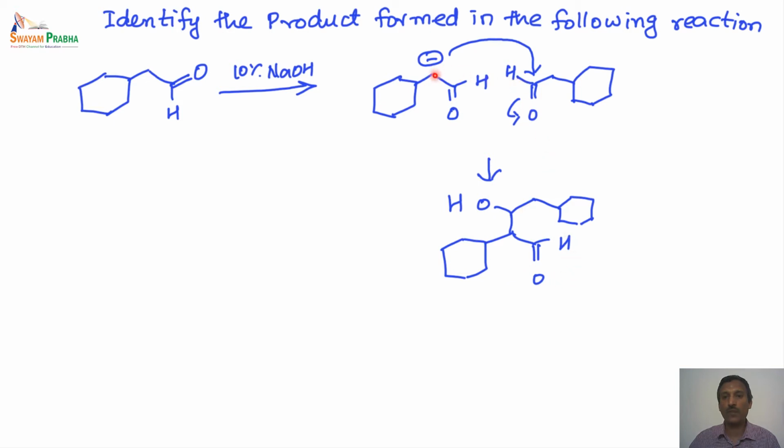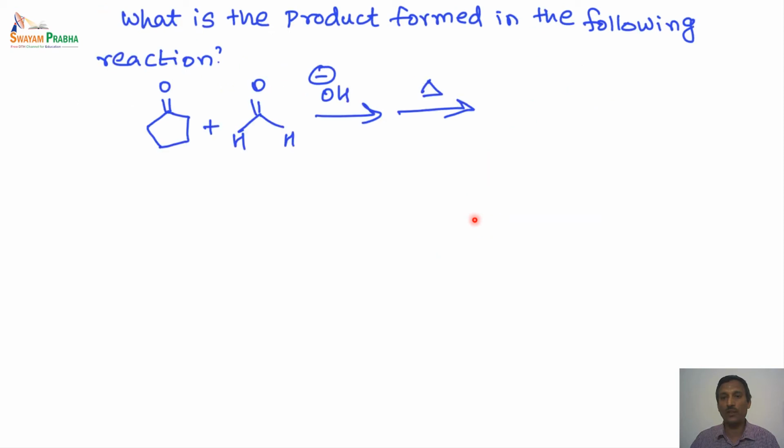So we have this CH2 attached to the aldehydic carbon. So this is the carbon where this is added. This gets the minus charge, and we also added a proton here. So that directly gives an aldehyde and an alcohol. So this is basically the aldol product formed in this particular reaction.